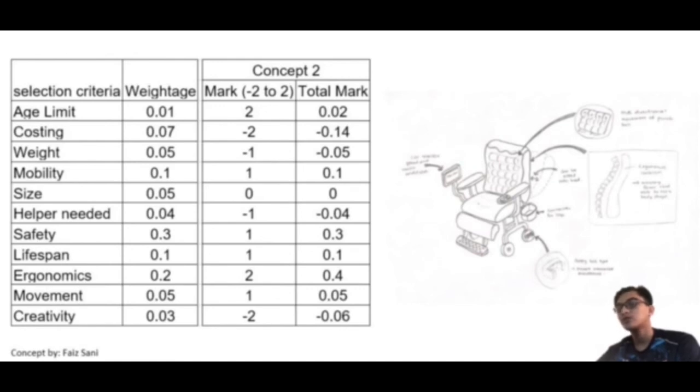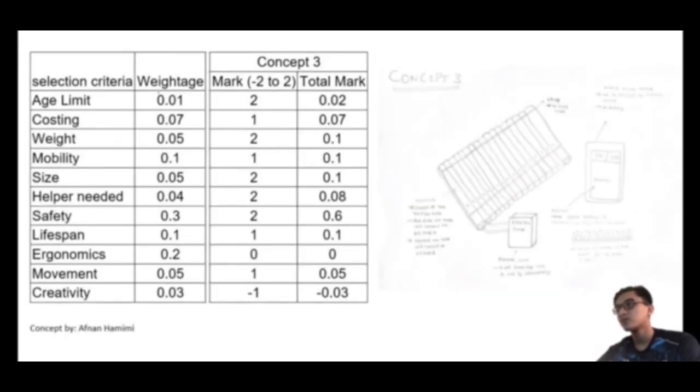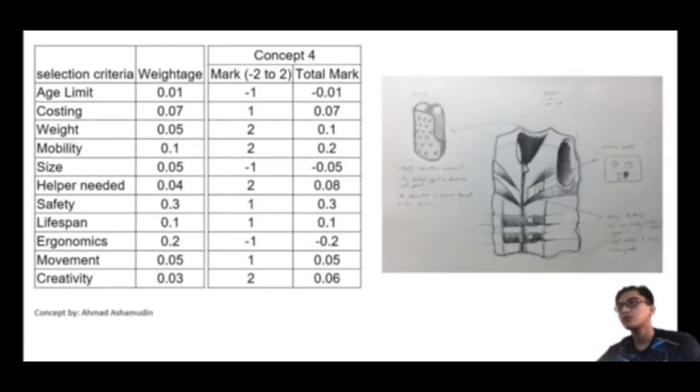Next, we move on to concept 3. It is a good design because the scoring marks have a lot of 2s, which is the best, for age limit, weight, size, helper needed, and safety. It just lacks creativity.